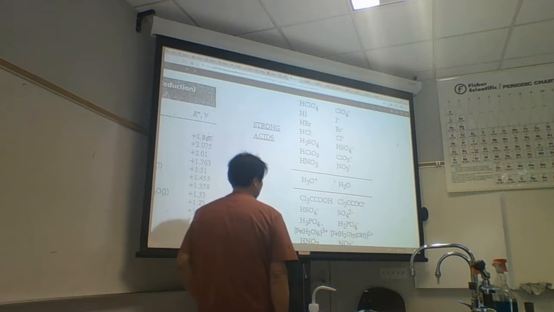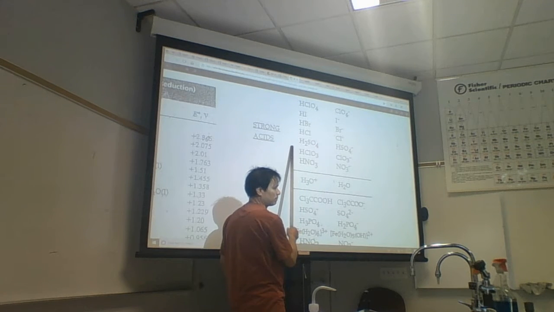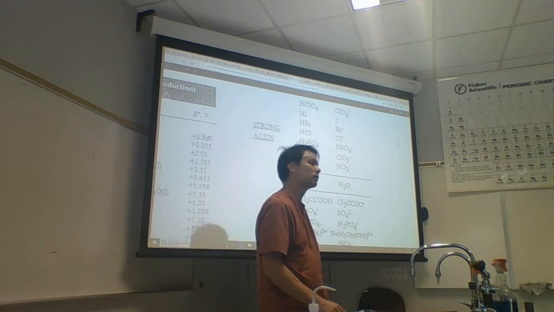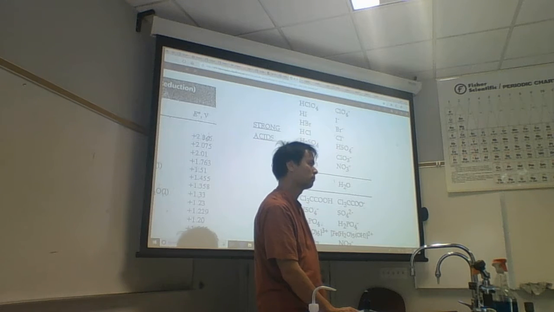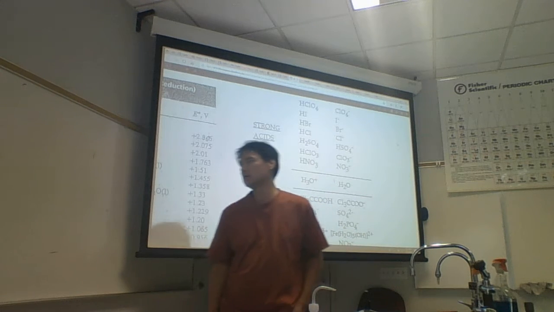What's the cause of the leveling effect? The cause of the leveling effect is this. All strong acids lose the H plus easily. That is, if you have a strong acid in water, the water can easily pluck off the hydrogen ion. This is the cause of the leveling effect.